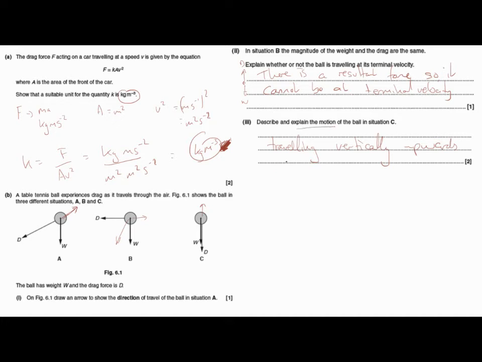And then it says explain the motion. So what is going to be happening? It's going to be slowing down, or we could say it's going to be accelerating down because, and this is the explain part, there is a resultant force acting down. How do we know that? Because obviously the weight and the drag are both acting downwards.